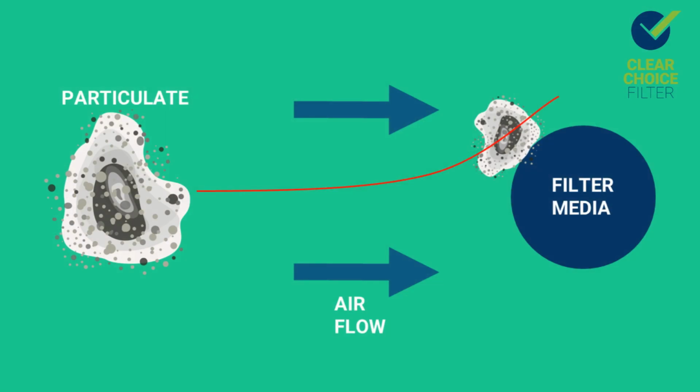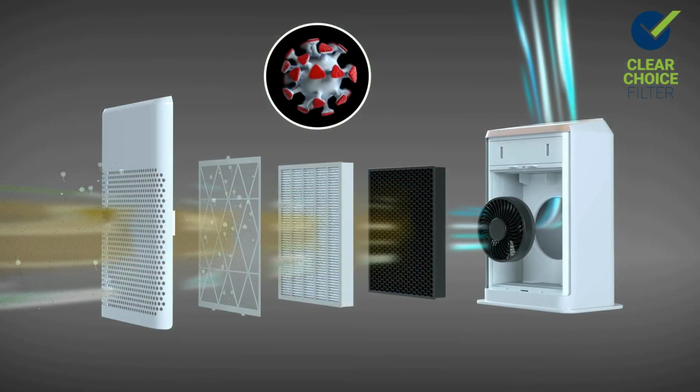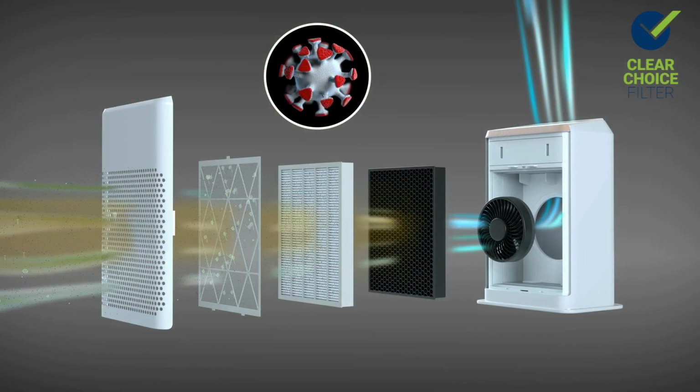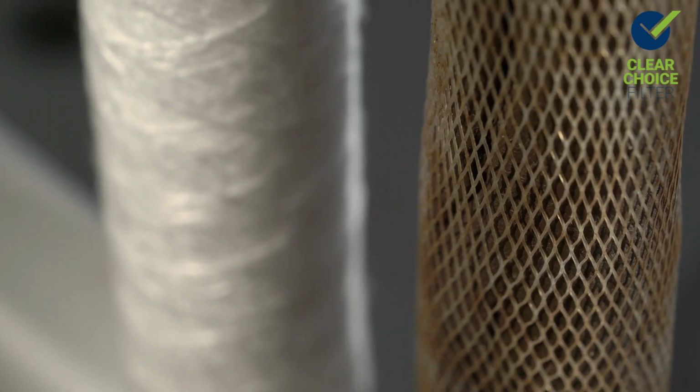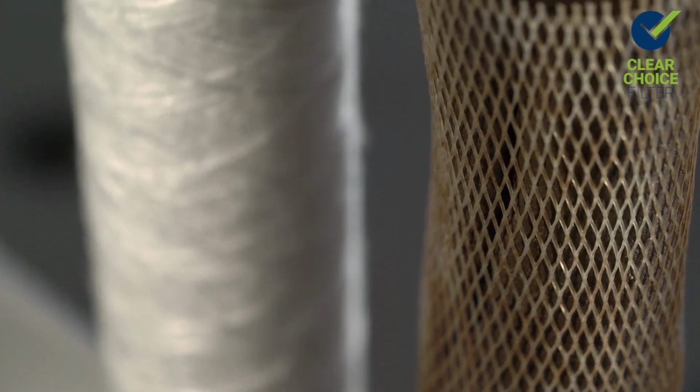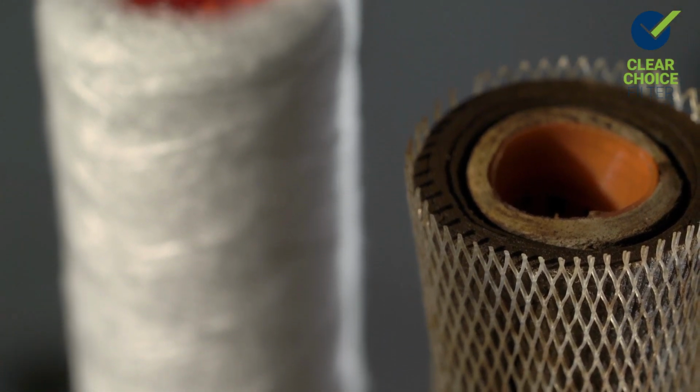Interception takes place when smaller particles, which can follow the airflow streamlines, come into direct contact with filter fibers and adhere to them. This mechanism is important in capturing fine particles and is commonly used in high-efficiency air filters. Other filter technologies, such as filter cartridges, also use this mechanism, especially those with some media depth.